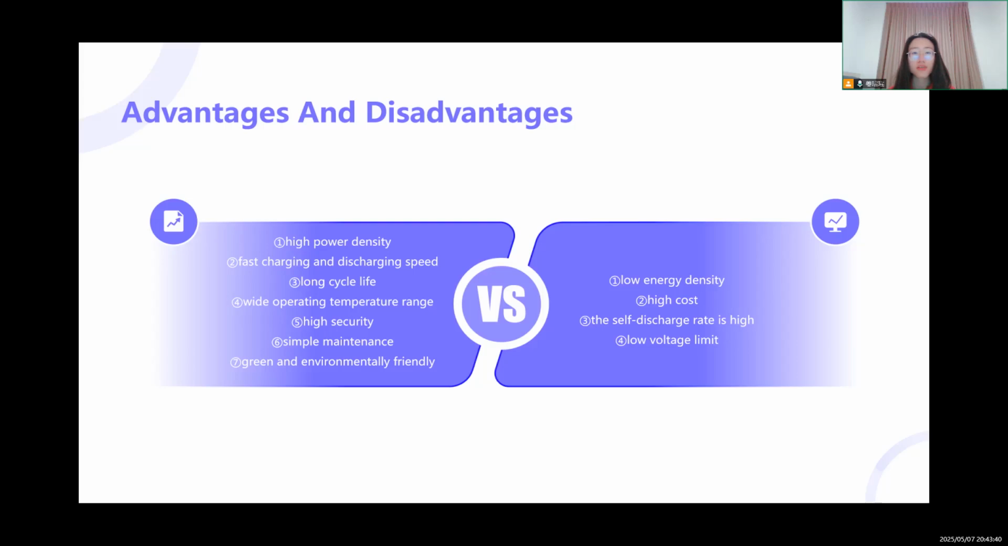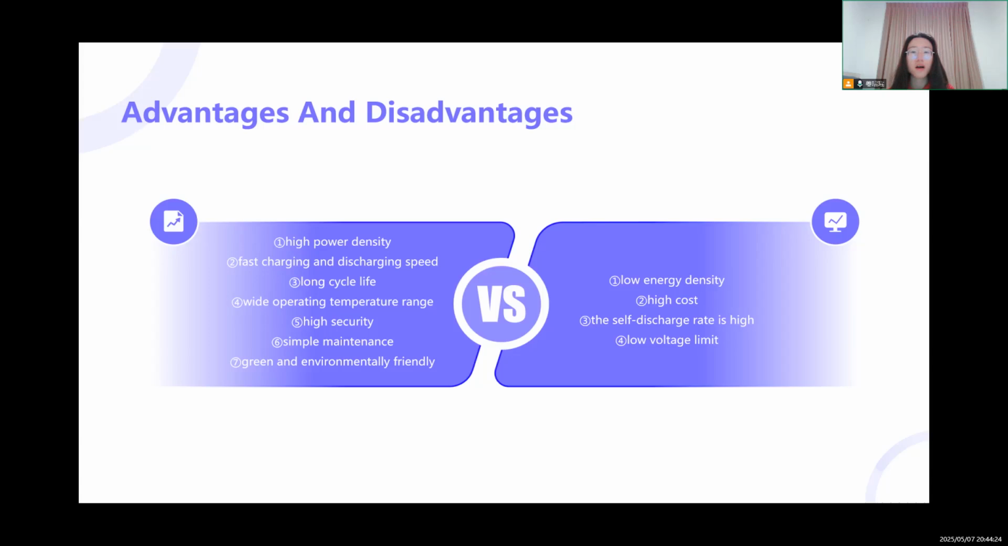And then wide operating temperature range: extreme environmental range from negative 50 degrees centigrade to positive 70 degrees centigrade. And then it's high security, stable with no risk of thermal runaway. And then it's simple maintenance. No complex management system is required. And the last is green and environmentally friendly. The materials are non-toxic, recyclable, and cause little pollution.